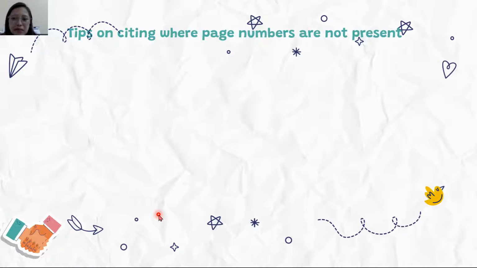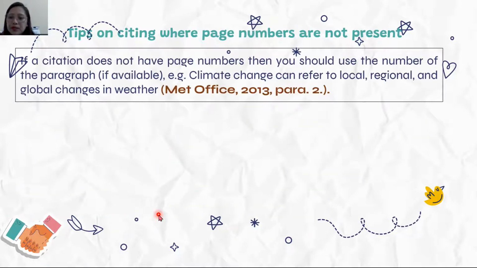So these are the tips on citing where page numbers are not present. In Harvard referencing style, kahit walang page number, okay lang din. And this is what you're going to do. If a citation does not have page numbers, then you should use the number of the paragraph if available. Example given: climate change can refer to local, regional, and global changes in weather. Met Office 2013, para 2.